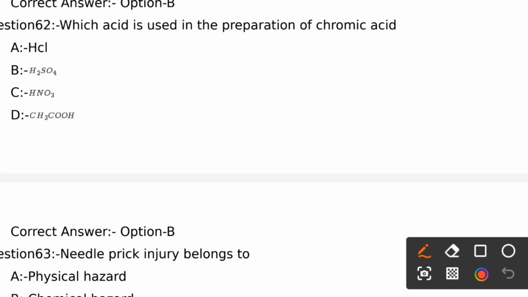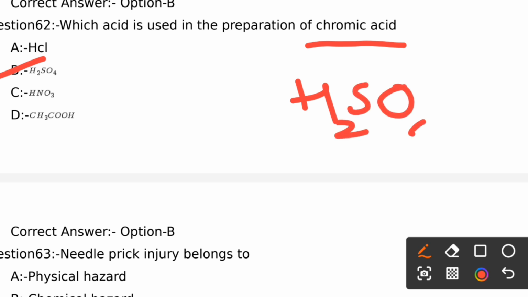Which acid is used in the preparation of chromic acid? Option A, HCl, option B, H2SO4, option C, nitric acid, option D, acetic acid. The right answer is option B, sulfuric acid or H2SO4. Chromic acid cleaning solution is prepared by water, sulfuric acid and potassium dichromate. So the right answer is option B, sulfuric acid.